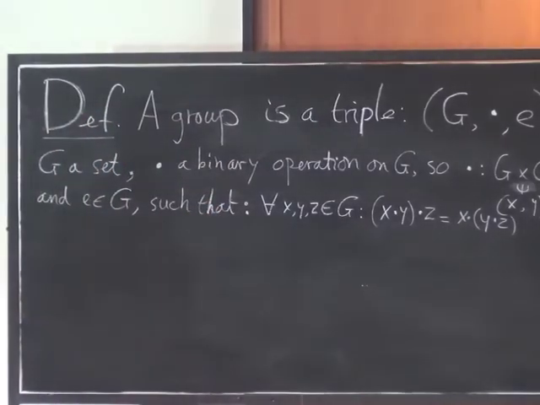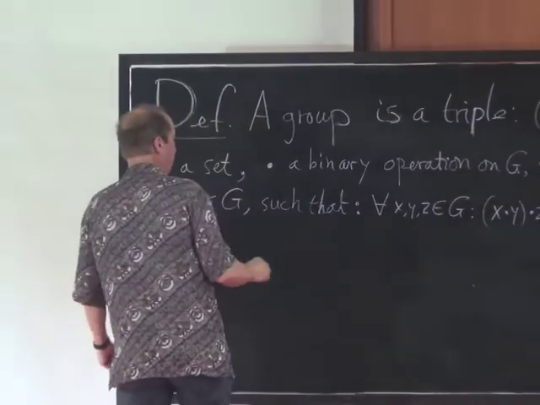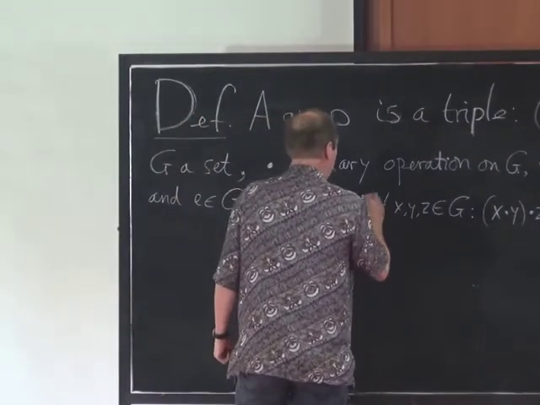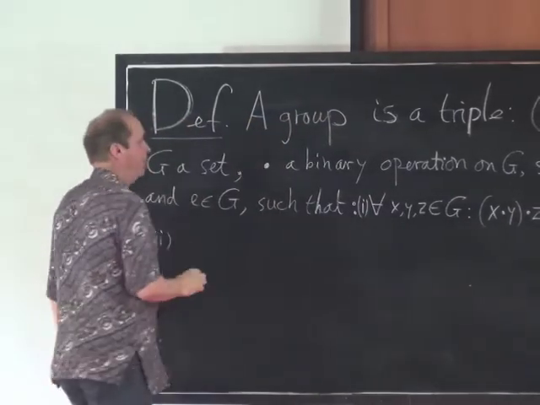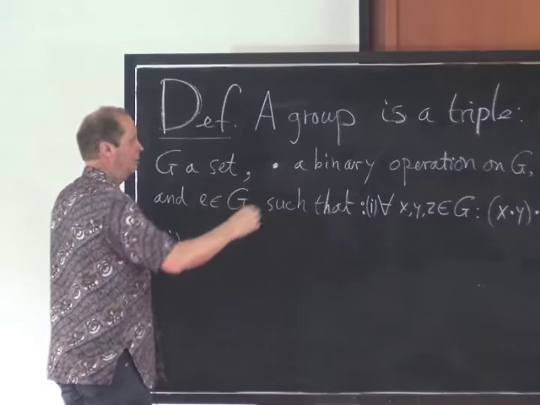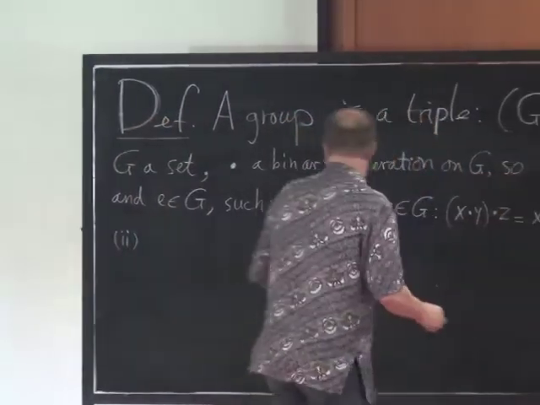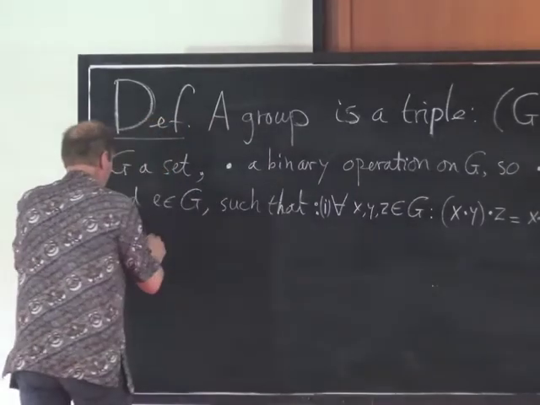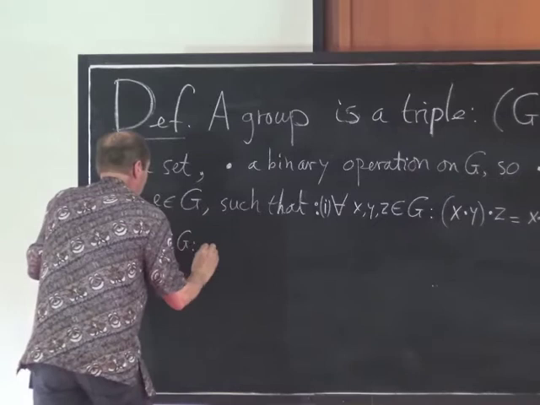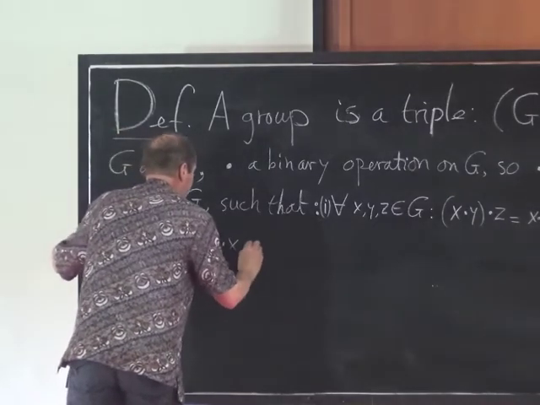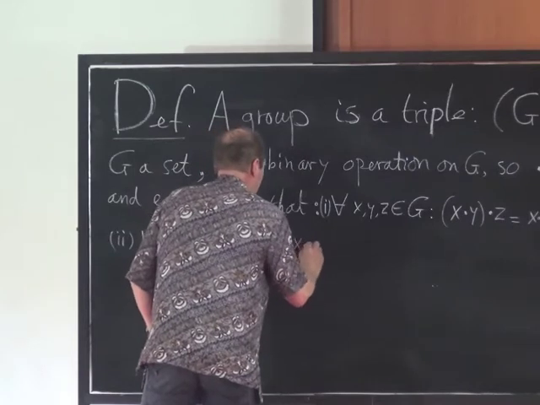Okay, such that, here I have my first property and then I have a second one. E is the unit element, so this E stands for the unit element, the neutral element. So for every x in G, E times x is x, and this is also x times E.